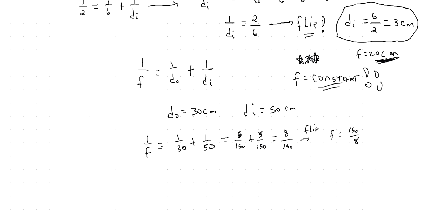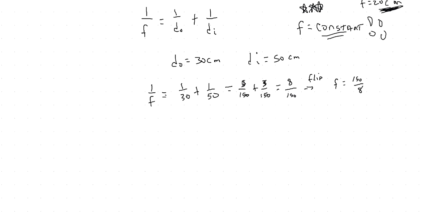Okay? Notice now that if DO was equal to 50 centimeters and DI was equal to 30 centimeters, we get the same result, don't we? 1 over F equals then 1 over 50 plus 1 over 30. It's the same exact equation. I just mixed 1 over 50 and 1 over 30, but it's the same equation. And when we flip, we find F again is 150 over 8, as it should be. I don't care what that number is right now.